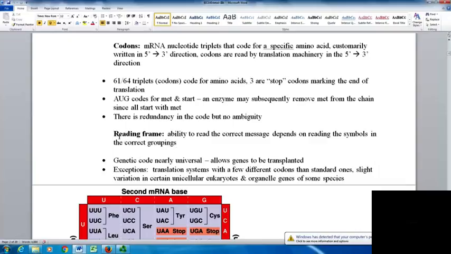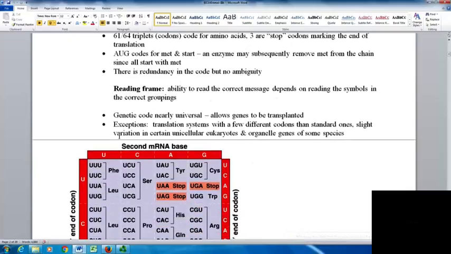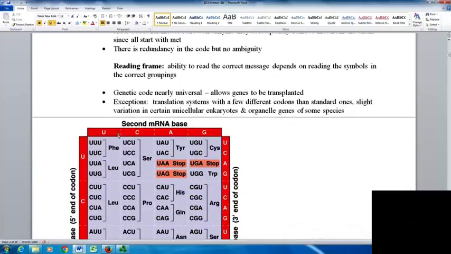What you'll see is there's redundancy in the code, but there's no ambiguity. Your reading frame is going to give you the ability to read the correct message, and it depends on reading the symbols in the correct groupings. It would be just like if you took a sentence and removed all the spaces from the words. If you put the spaces in different places, the words would have different meanings. It's the same thing with the genetic code.